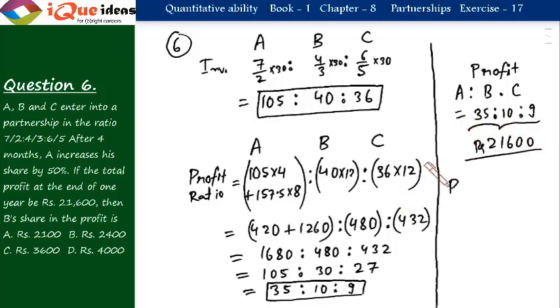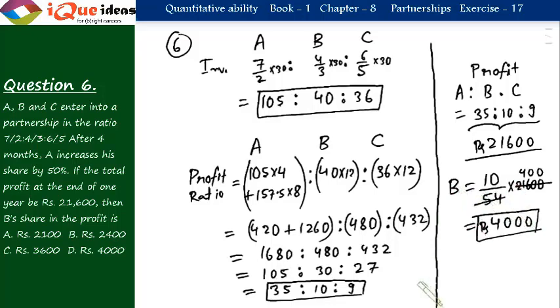So B's share in the profit would be equal to the middle number, that is 10, divided by 35 plus 10 is 45 plus 9 is 54, into 21,600. Right? Calculate this. 54 4s are 216. So 400 into 10, that is 4,000 rupees is the profit of B. You can also calculate the others' profit, that is A and C, but we don't need it in this question. The profit of B would be 4,000 rupees.